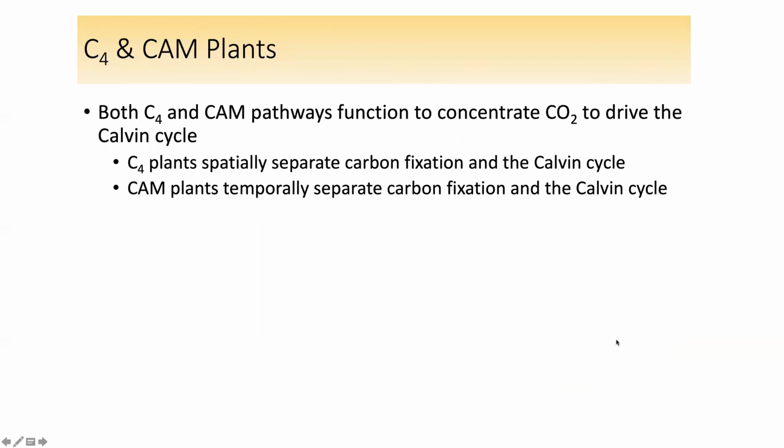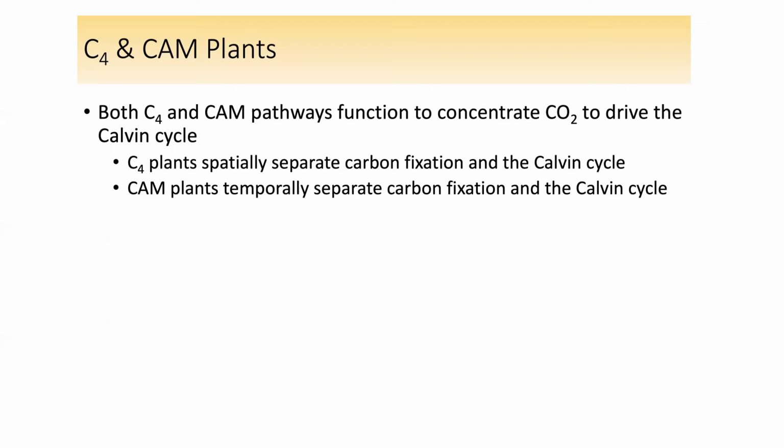So both C4 and CAM pathways function to concentrate carbon dioxide, again, to increase its concentration so that it stays at a level elevated to that of the oxygen. As long as we can keep carbon dioxide at this elevated level, it will have a greater chance of interacting with the rubisco enzyme rather than the oxygen. So this is really good for the Calvin cycle and will help us move forward with photosynthesis and making G3P.